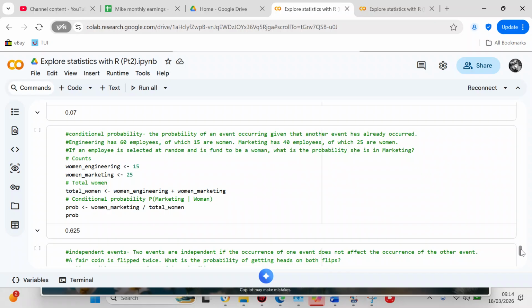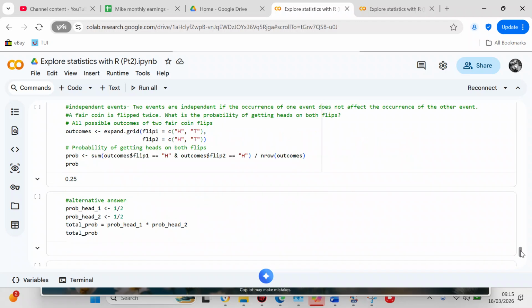And then we're going to check the conditional probability. So probability becomes women in marketing over total women, because the question was about marketing. So women in marketing is 25 and the total women is 40. So it's going to give you a probability of 62.5%. So that answers the conditional probability question.